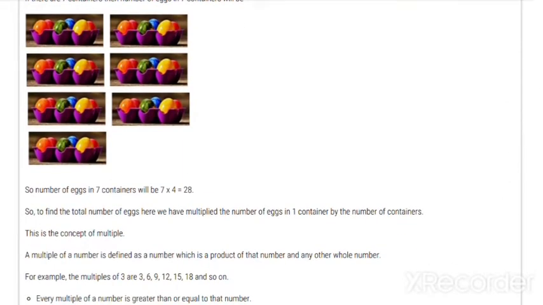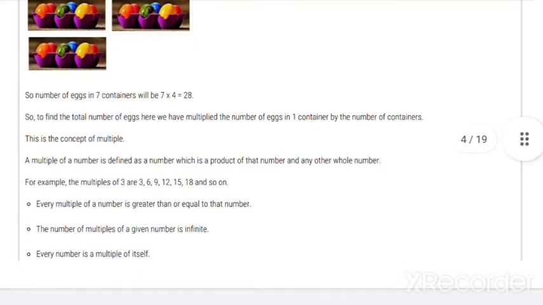So, children, to find the total number of eggs, here we have multiplied the number of eggs in one container by the number of containers, and this is the concept of multiple. So, children, if anybody asks you what is multiple, you have to say a multiple of a number is defined as a number which is a product of that number and any other whole number. For example, multiples of 3 are 3, 6, 9, 12, 15, 18 and so on.